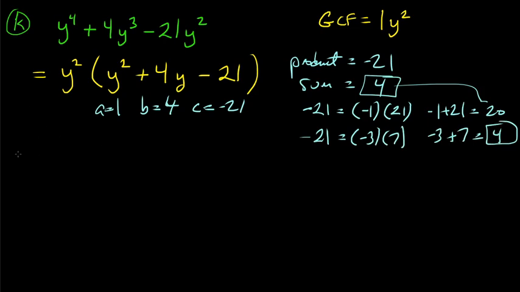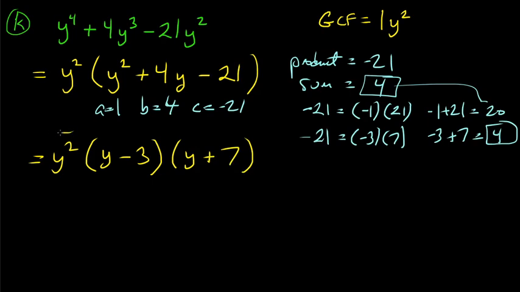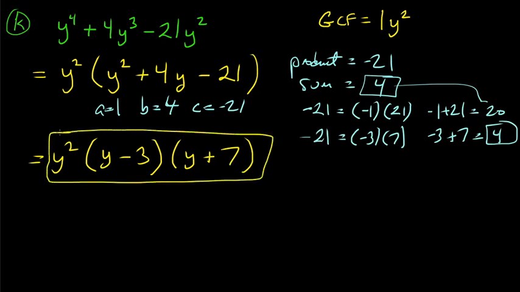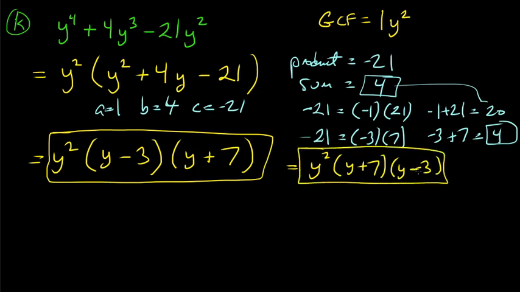So all we have to do now is, after we factor out the y squared, this is y minus 3 times y plus 7, or vice versa. Just letting you know, it's also y squared times y plus 7 times y minus 3. Either way.